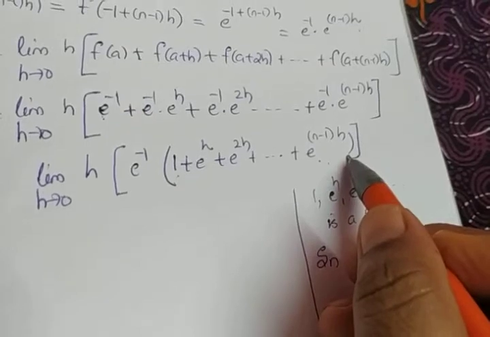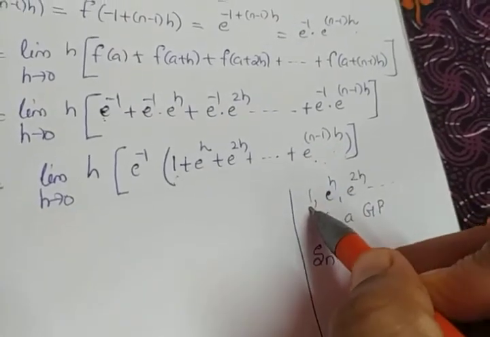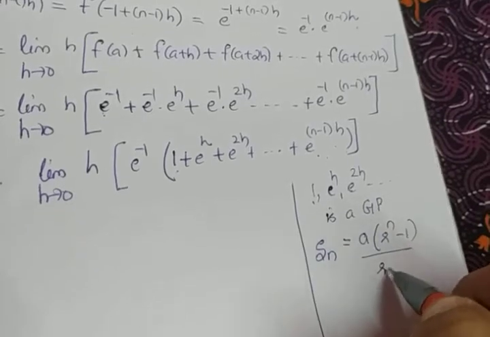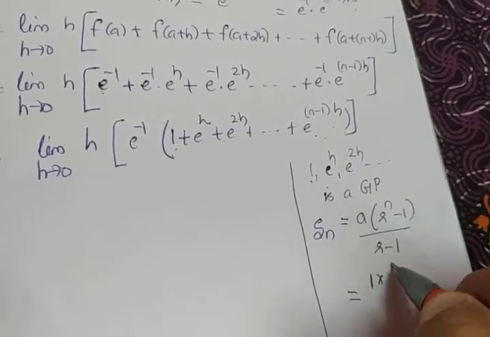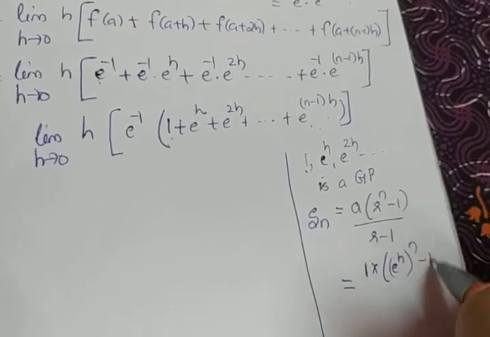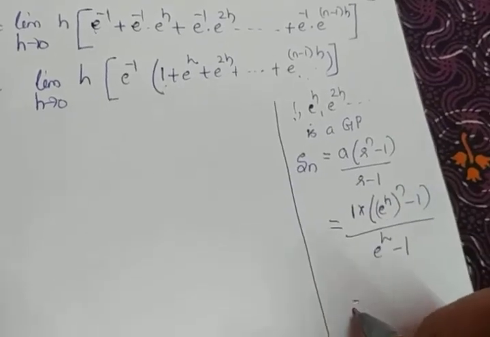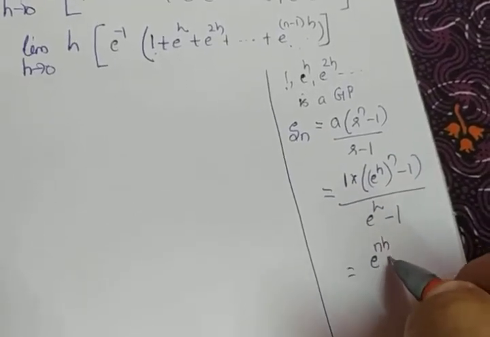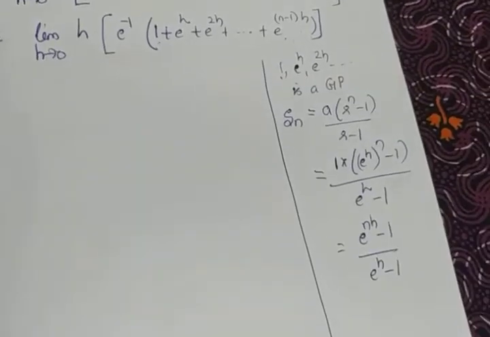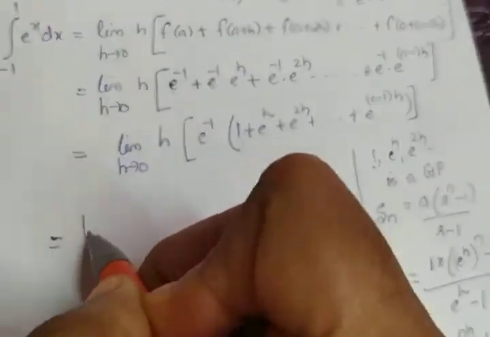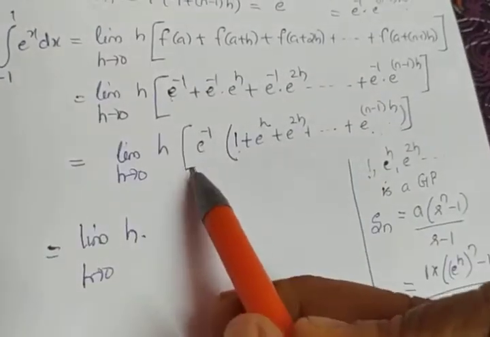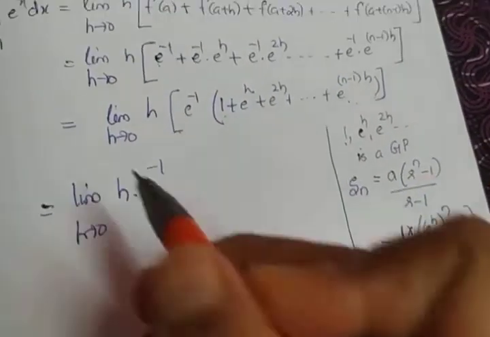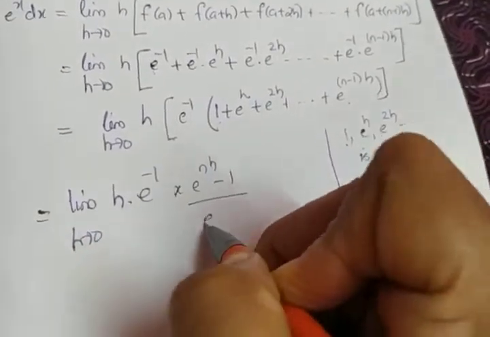The bracketed term is the sum of n terms of the GP with first term 1 and common ratio e raised to h. What's the formula? Sn is equal to a into r raised to n minus 1 by r minus 1. What is a here? a is the first term, which is 1. r is e raised to h. The whole raised to n minus 1 by r minus 1, that is e raised to h minus 1. So this will be equal to 1 into, e raised to h the whole raised to n will be e raised to nh, minus 1 by e raised to h minus 1. So we will substitute back the formula. That is equal to limit h tends to 0, h into e raised to minus 1 into, instead of the bracket, e raised to nh minus 1 by e raised to h minus 1.